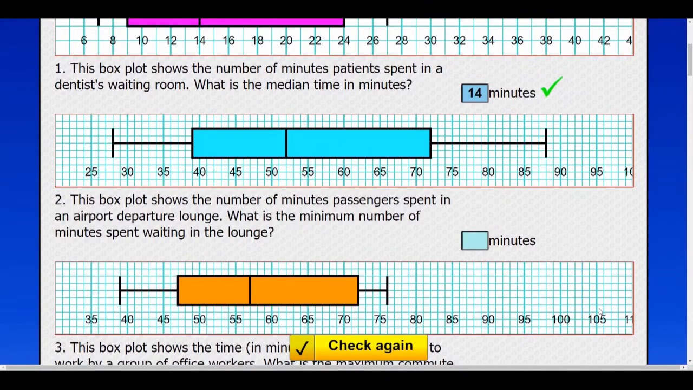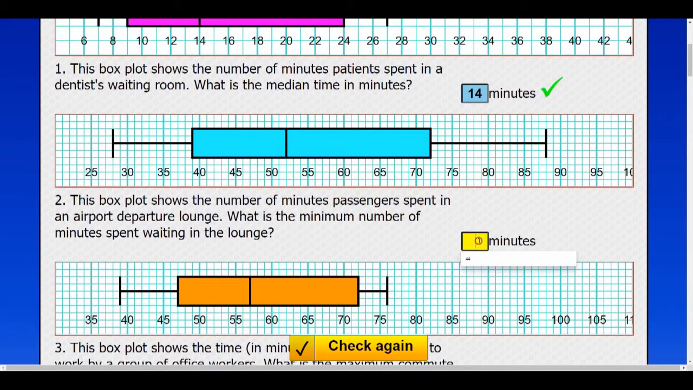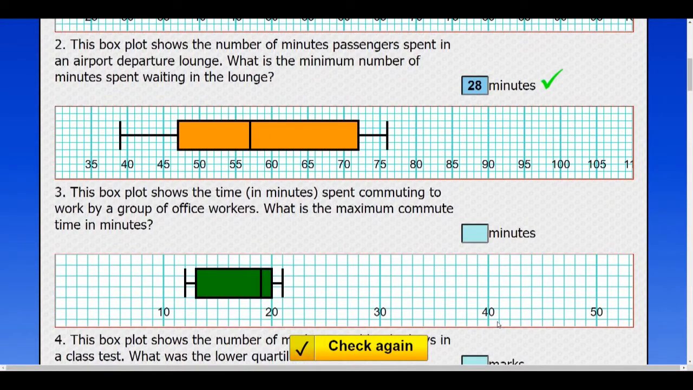Second question. This one shows the number of minutes passengers spent in an airport departure lounge. What is the minimum number of minutes? Well, the minimum is represented by the end of this line here, and I can see that that represents 28 minutes. So 28 is the answer. Don't forget to press the check button regularly as you work through the exercise to see if you're getting the questions right.